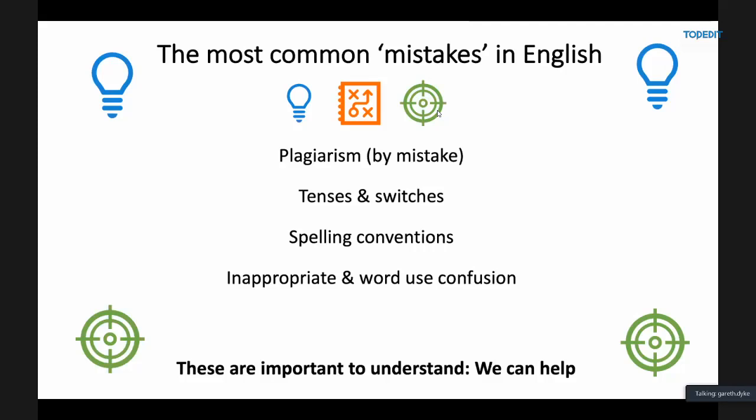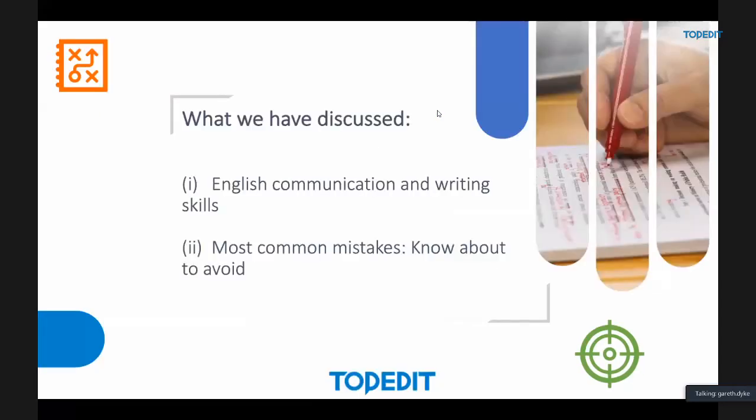We have talked about these common mistakes in English: plagiarism, tenses and switches, spelling conventions, and inappropriate and confusing word use. If you remember a few things from this presentation, I hope that you will remember some of the tips that we've given you about English communication, how you can be more effective in your writing, and also a few of the common errors that non-native speakers tend to make in their writing.